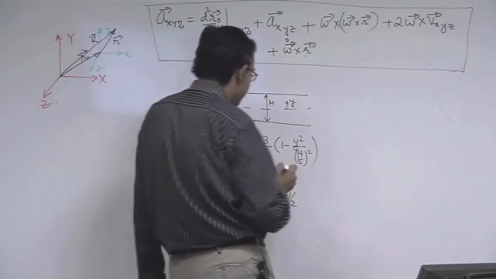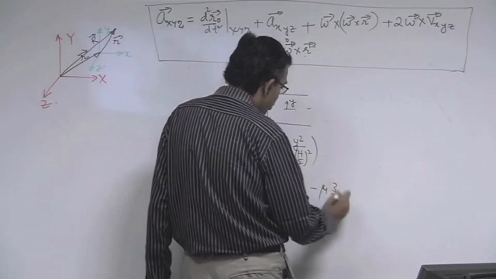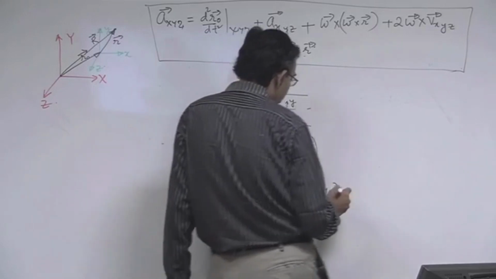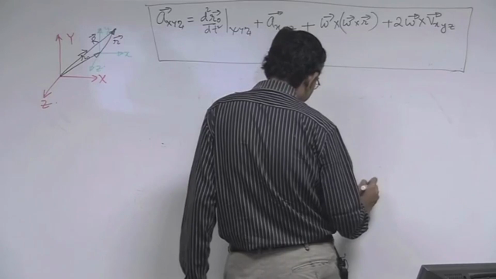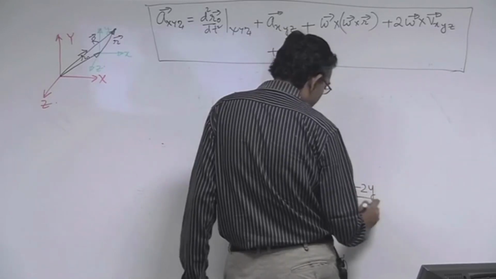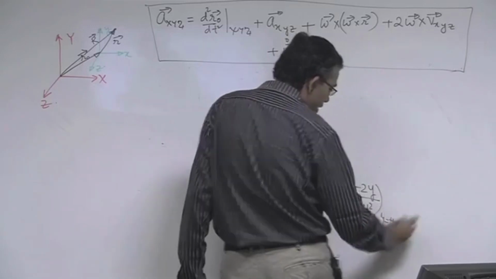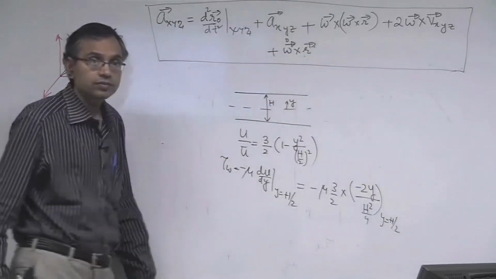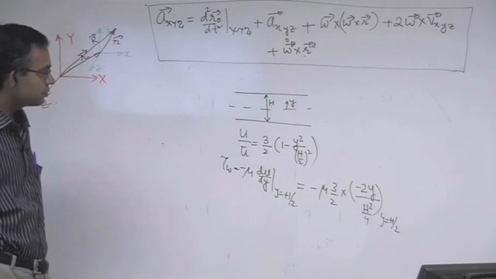So this is minus mu 3 by 2 into minus 2y by h square by 4 at y is equal to h by 2. Right.